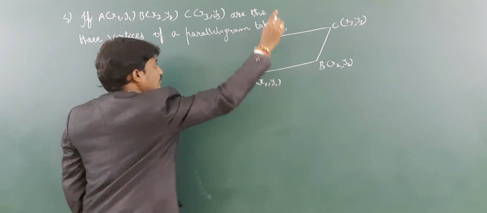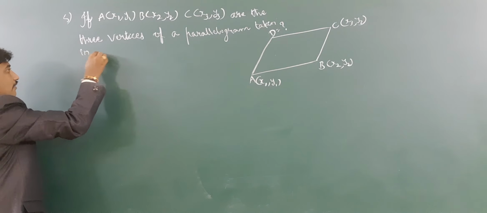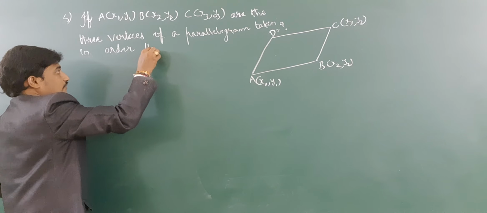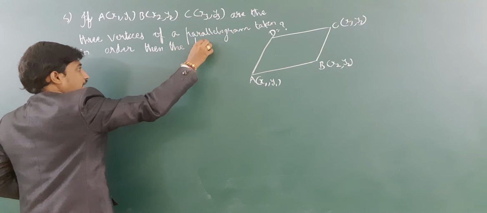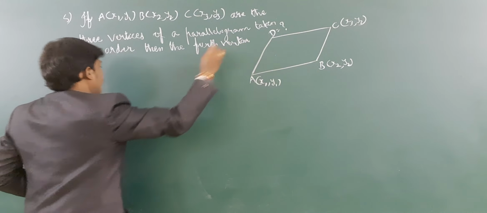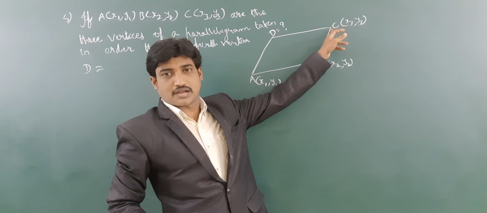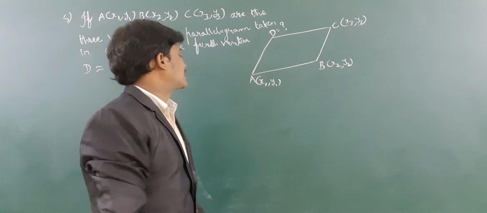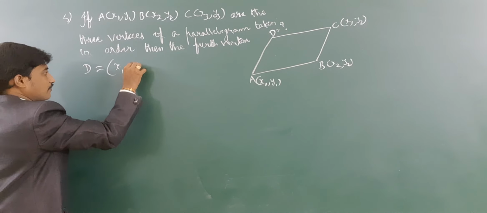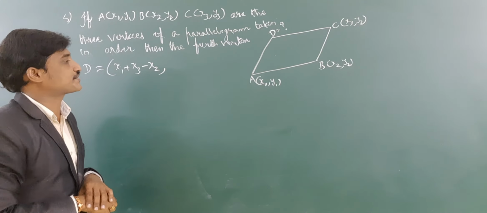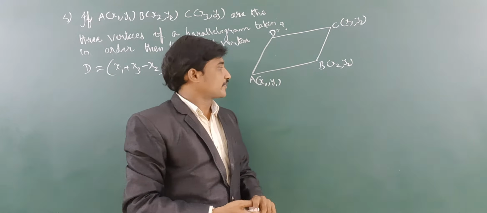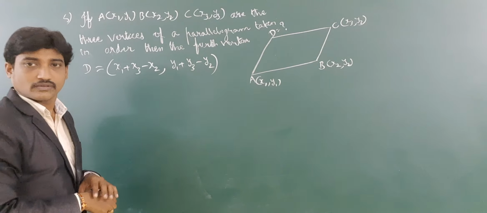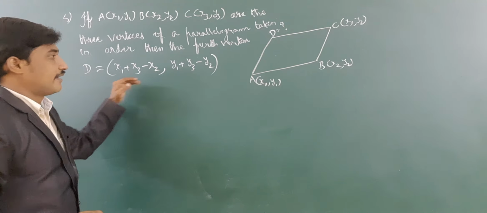Taken in order, then the fourth vertex D is equal to: add the cross ones and then subtract. x1 plus x3 minus x2 gives the x coordinate of the fourth vertex, and y1 plus y3 minus y2. Using this formula, we can find the fourth vertex directly.